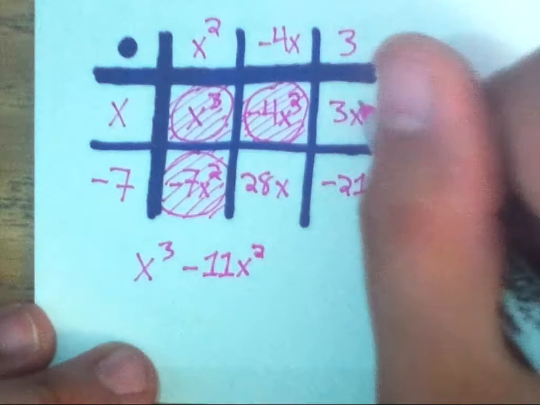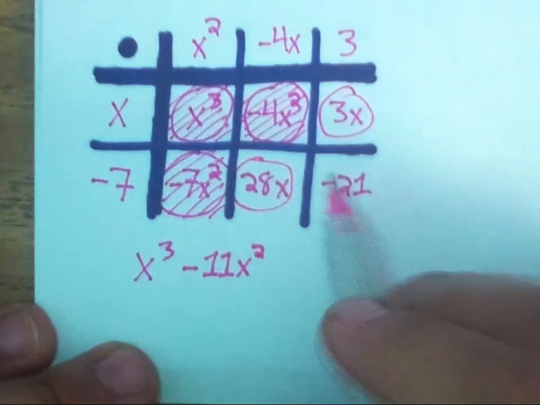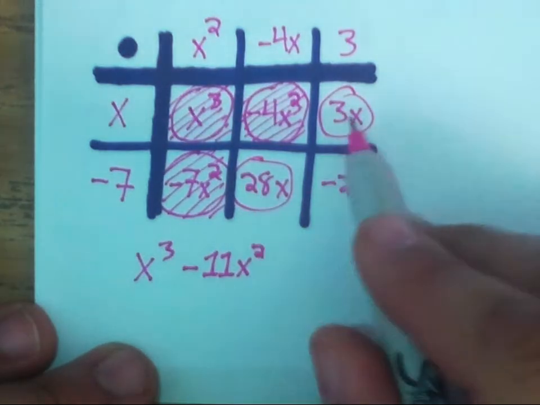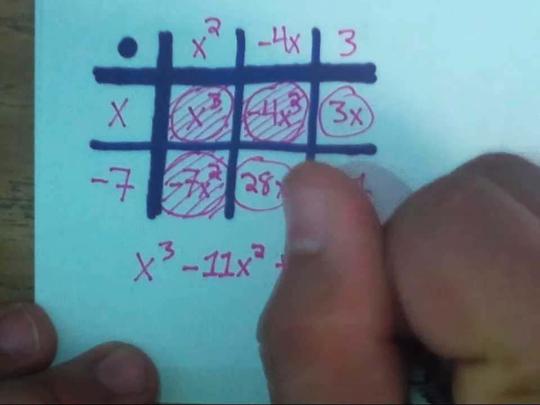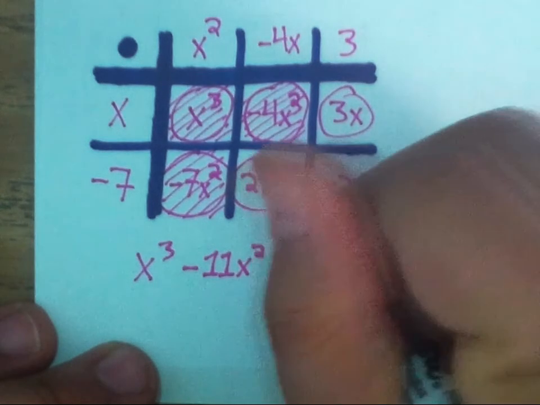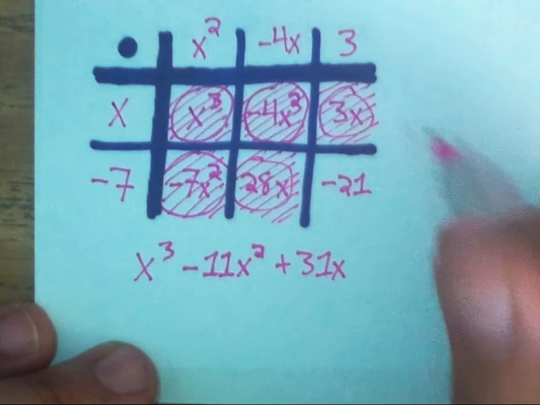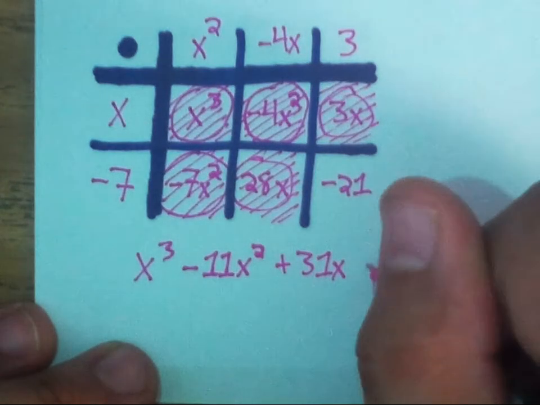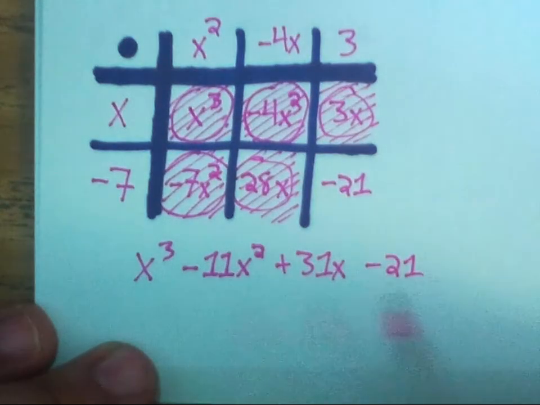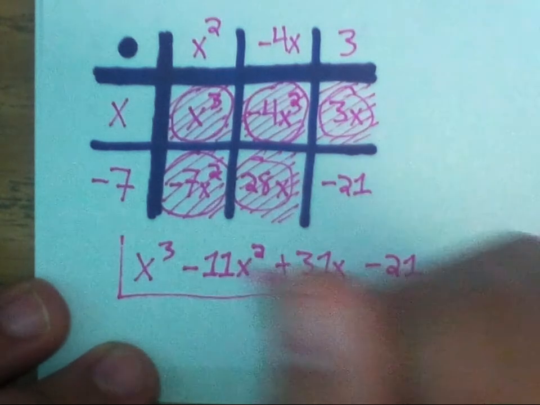Okay, then we have an x here and an x there. They have the same last name, just x. 28 plus 3, that's 31x. Cross him off. And then last but not least, just minus 21. He just tags along. There's nothing else to clean up, so that's our answer.